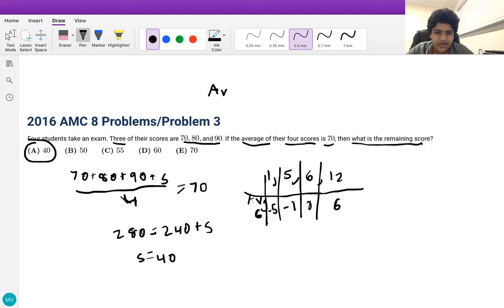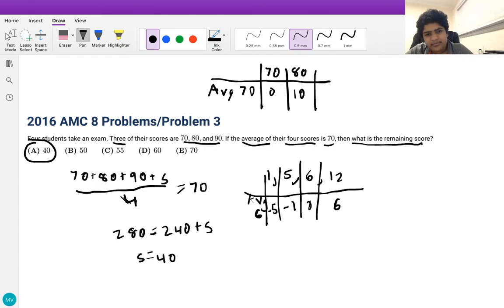So in a similar fashion, we know that the average is equal to 70. And if we draw the same table as before, we have that first is 70 with difference 0. Next is 80 with difference 10. Next is 90 with difference 20. And finally, there's S with difference S minus 70.